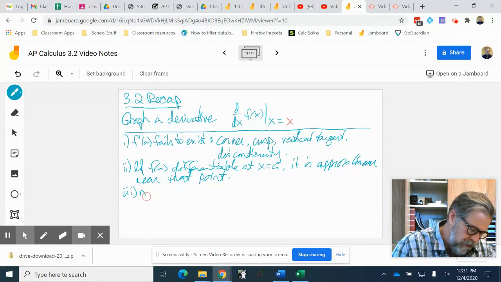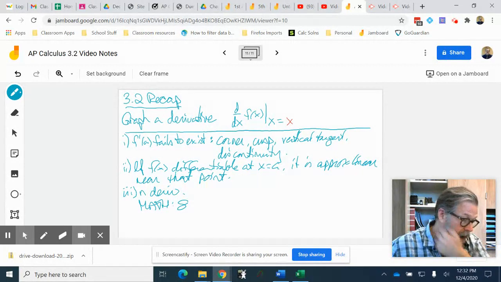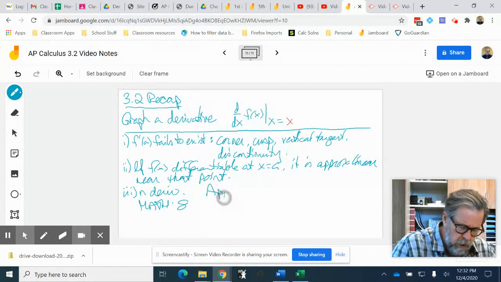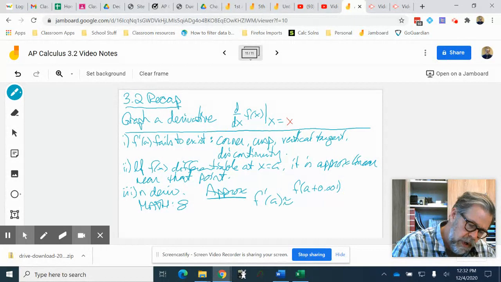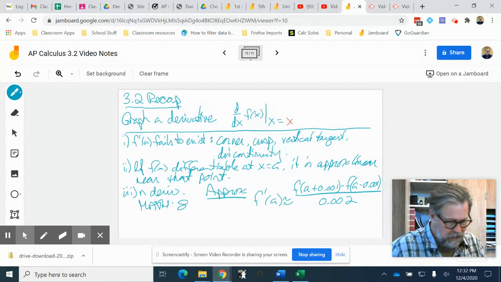Numerical derivative in your calculator. You need to be able to know how to use your calculator. For our calculators, the TI-83/84, it is Math 8. You should also know how to approximate a derivative using this, and the approximation is the function at a plus 0.001 minus the function at a minus 0.001, all divided by twice the 0.001. And you can just type that into your calculator given the value of a.